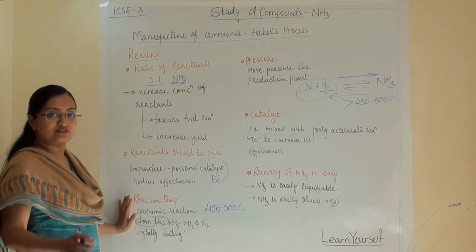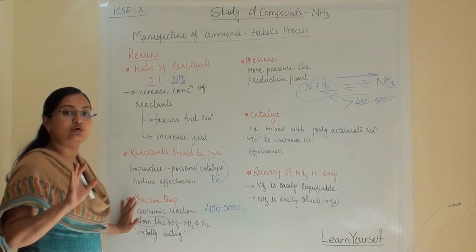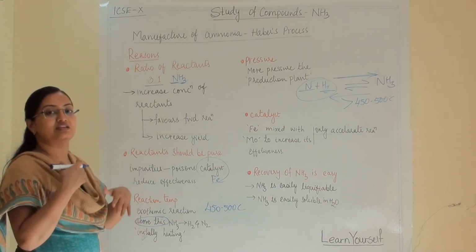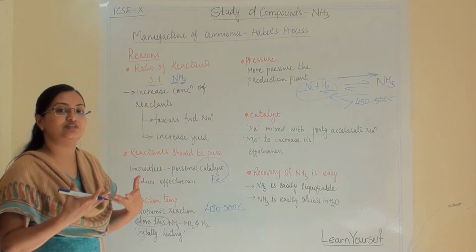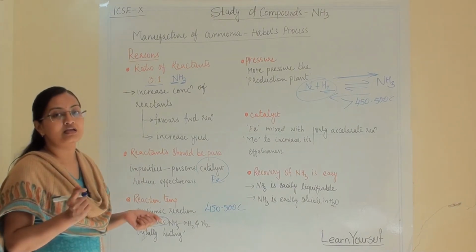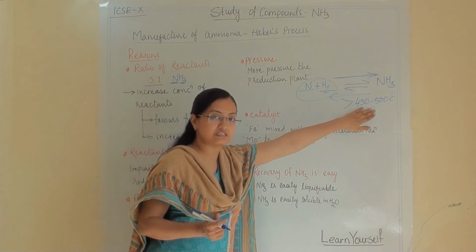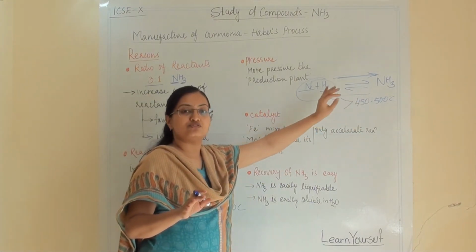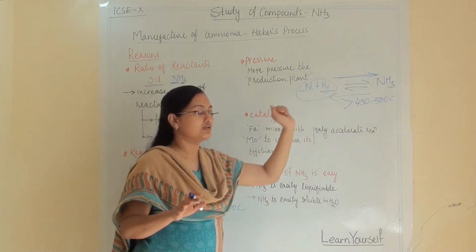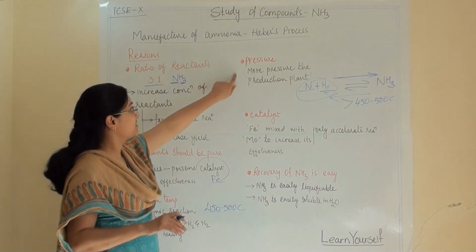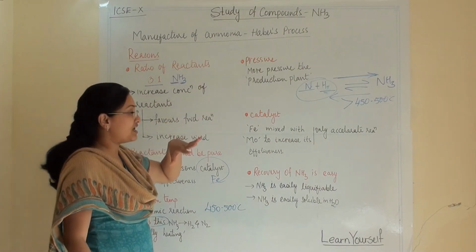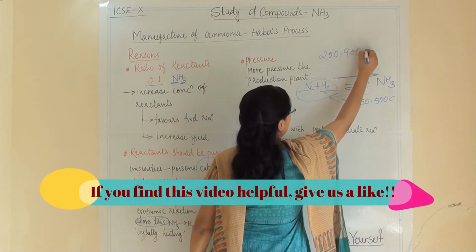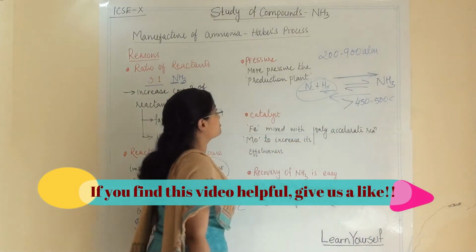So this is an exothermic reaction. Initially only we are heating. After that we are not heating it, because the heat generated from the reaction will lead the reaction, and if you keep a temperature above this, you will get nitrogen and hydrogen back from our yield. Now next, pressure. Which pressure are we keeping? We are keeping 200 to 900 atmospheric pressure for the reaction.